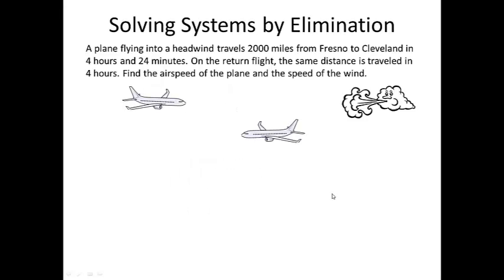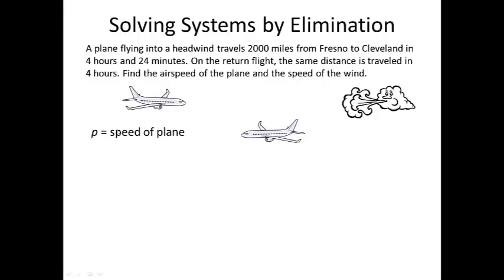All right. Real life problems. A plane flying into a headwind. The wind is blowing it, so it's going to fly slower. 2,000 miles from Fresno to Cleveland in 4 hours and 24 minutes. On the return trip, it's going to go the same distance, but it only took it 4 hours because now instead of the wind pushing it back, the wind is helping it, so it's going to go faster. So it only took it 4 hours. It saved 24 minutes.